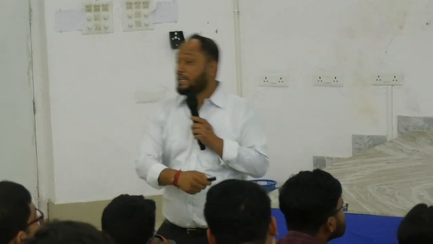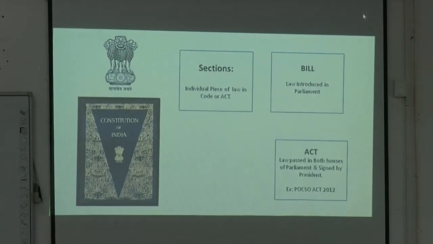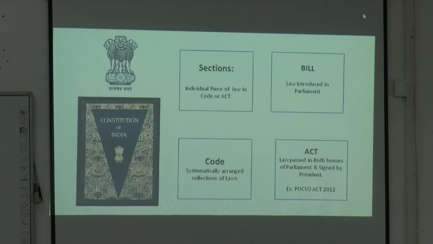Now you have all understood what is a bill and section. Now when this bill is passed in both the houses, Rajya Sabha and Lok Sabha, and signed by the President of India, then it becomes an act, like the POCSO Act 2012. And there is something called a code, which is POCSO, Prevention of Children from Sexual Offences Act.